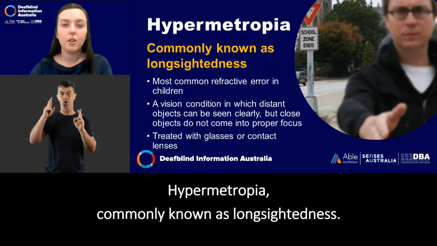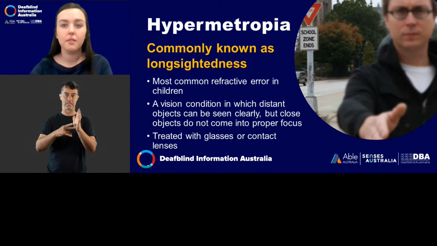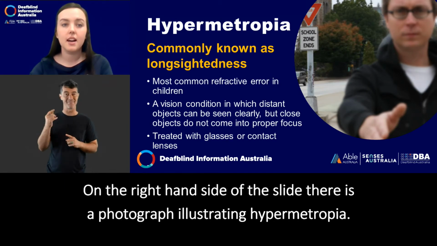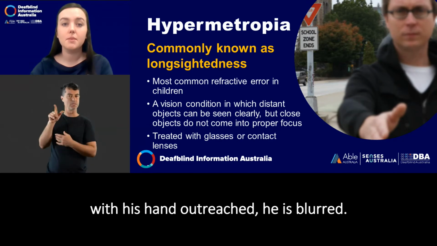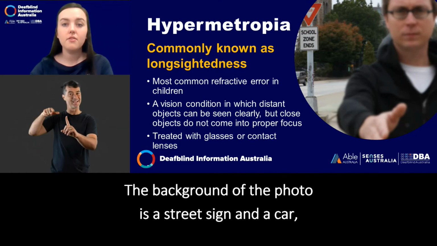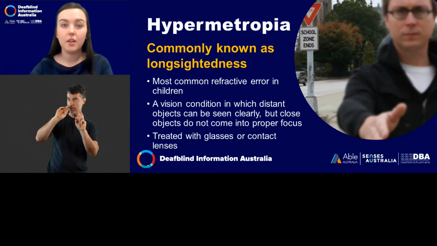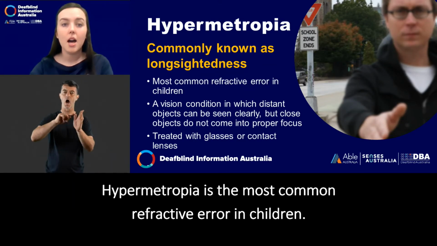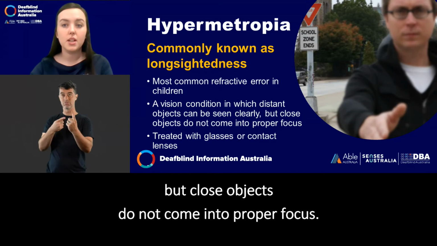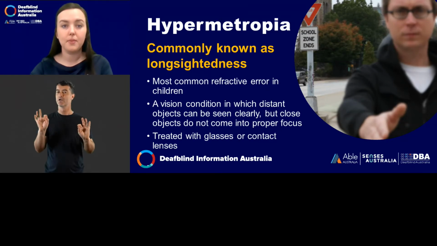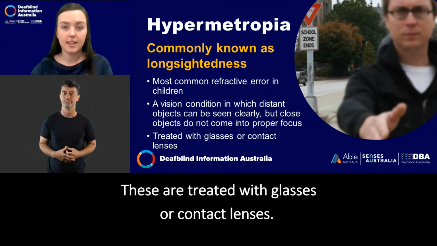Hypermetropia, commonly known as long-sightedness. On the right-hand side of the slide, there is a photograph illustrating hypermetropia. There is a man in the foreground with his hand outreached and he is blurred. The background of the photo is a street sign and a car, which is clear and crisp. Hypermetropia is the most common refractive error in children. This is a vision condition in which distant objects can be seen clearly, but close objects do not come into proper focus. These are treated with glasses or contact lenses.